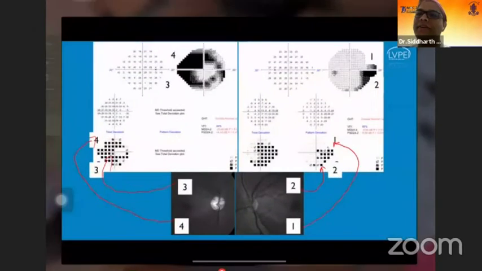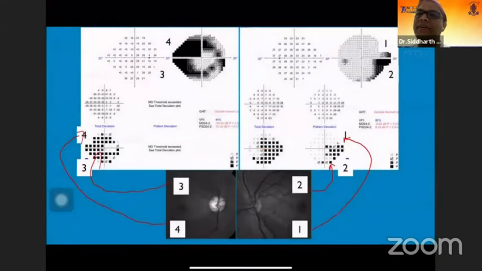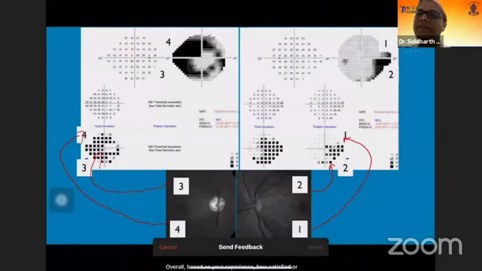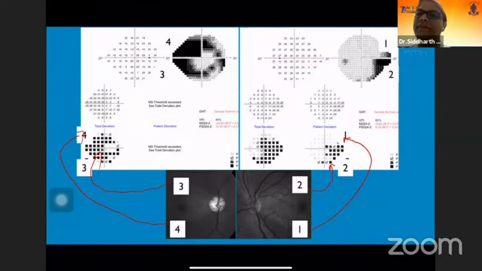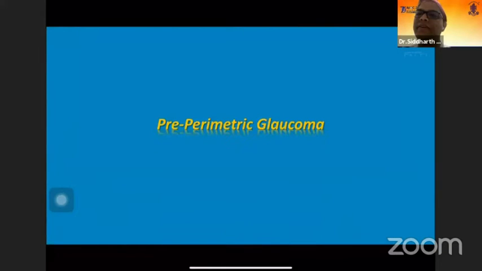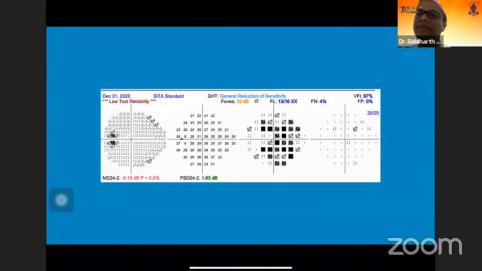Right. So what we can see here clearly is the extent of damage on the disc and the extent of defect on the visual field matching quite well. And if we practice this regularly, we can comment on the extent of the damage and the correlation of that. While the visual fields correlated perfectly well with the disc in the last two examples, there can be a situation where the visual fields fail to catch what is happening on the disc.